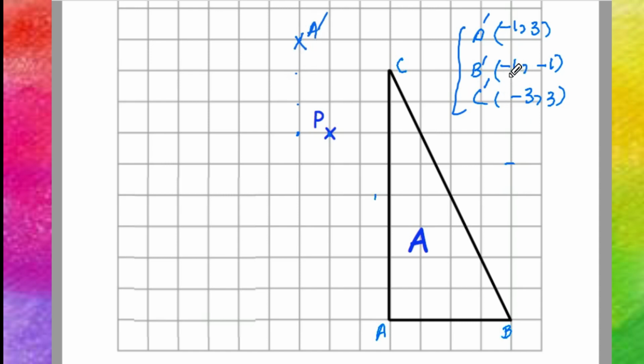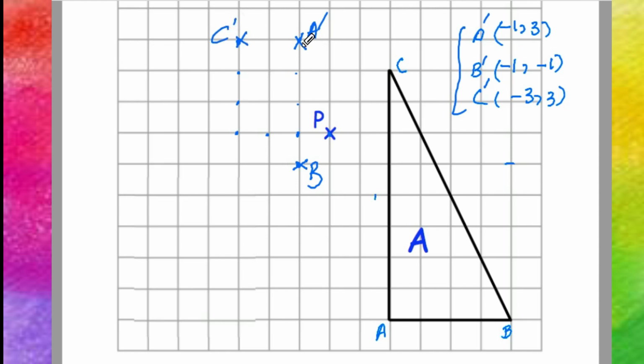Now for B dash, what we need to do, minus 1 means 1 time backward and minus 1 means 1 time downward. So here is your B dash. Okay, all right, now for C dash, what we need to do, minus 3, that means 3 times backward from P, 1, 2, 3 here, and then 3 times up, that is 1, 2, 3 here. This is your C dash.